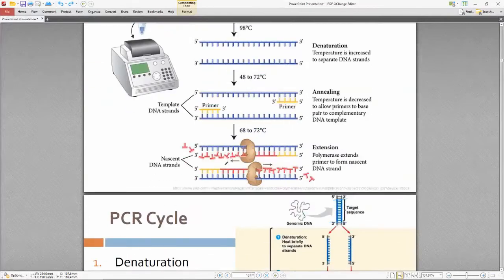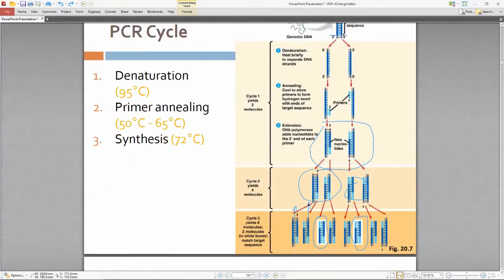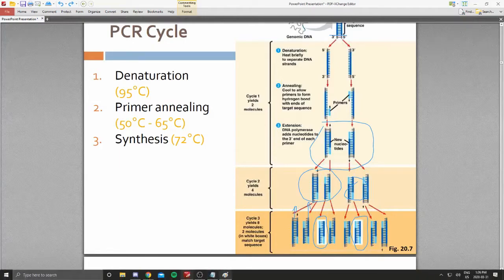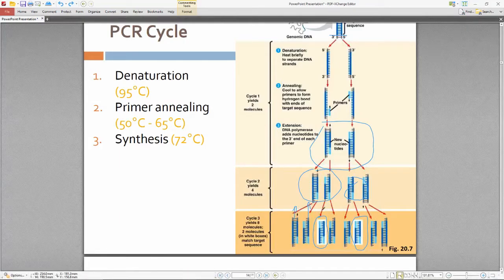So that's why over here we say that cycle 3 yields 2 molecules that match the target sequence. You will have many other strands, and in my paint example I only focused on creating these 2 white ones, but this is what we want essentially. Does it make sense to everyone?